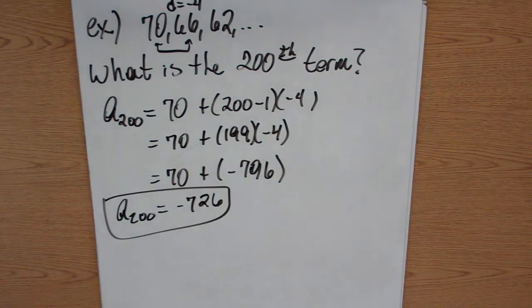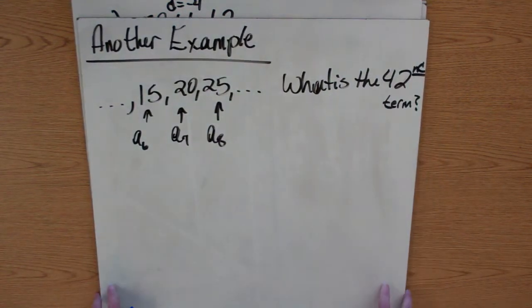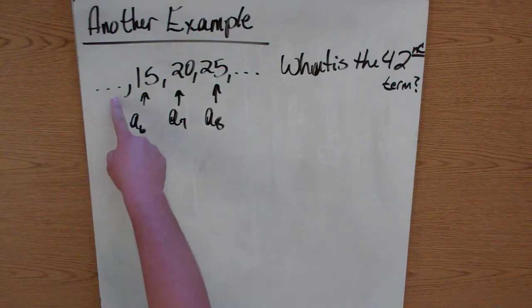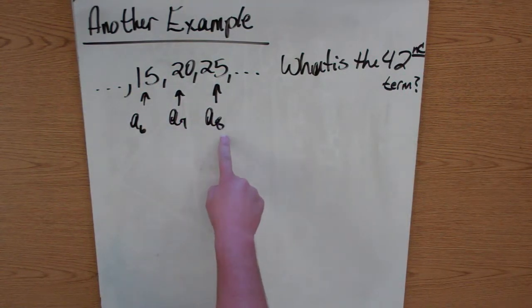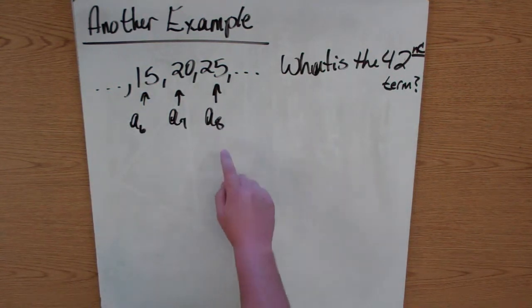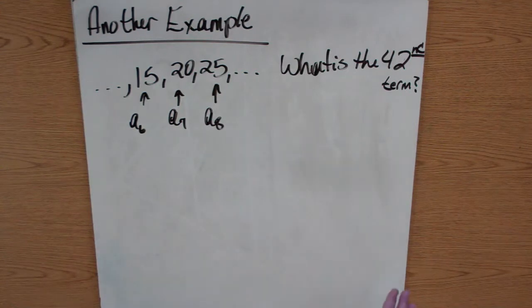Now let's do one more example. Here we have a sequence. We don't know what the first term is, but we know the 6th, 7th, and 8th terms. Okay, we know the 6th one is 15, 7th one's 20, 8th one is 25. We want to figure out our 42nd term.